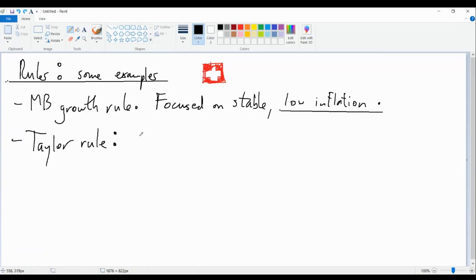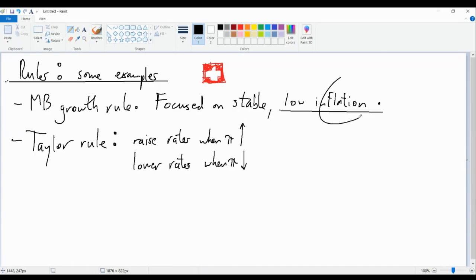Everything we talked about on Monday would suggest that if you want to keep inflation low and stable, you should raise rates when inflation rises and lower rates when inflation drops, right? So that's trying to get your stable low inflation, but in a less rigid way. And then you don't do anything with rates if inflation is at some low stable level.